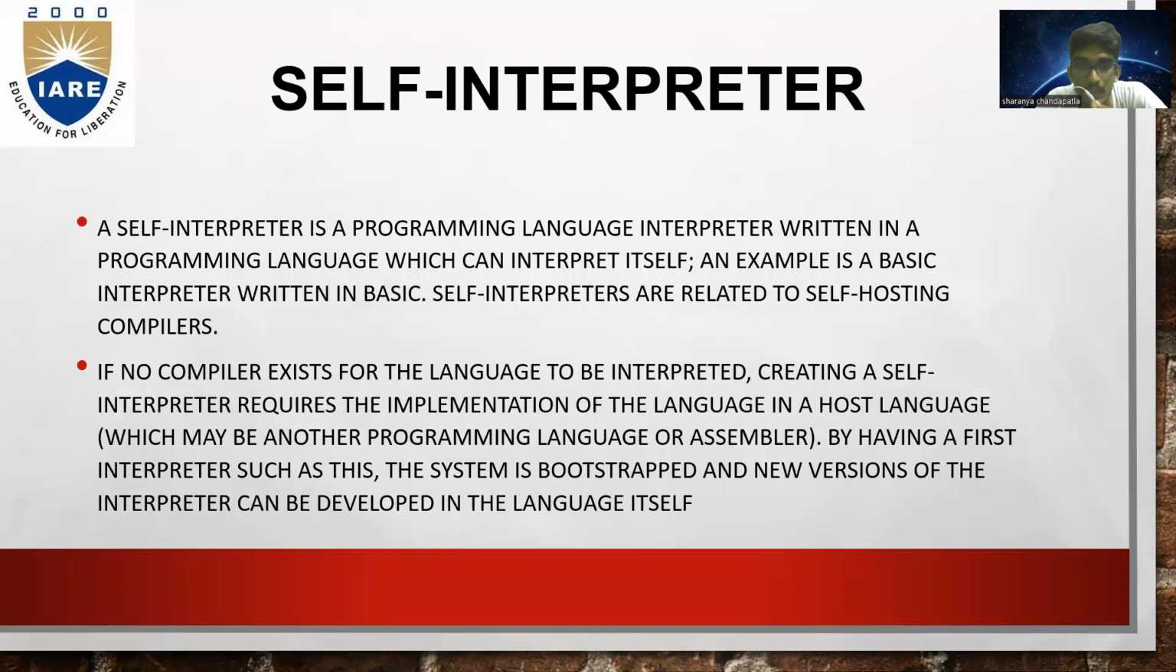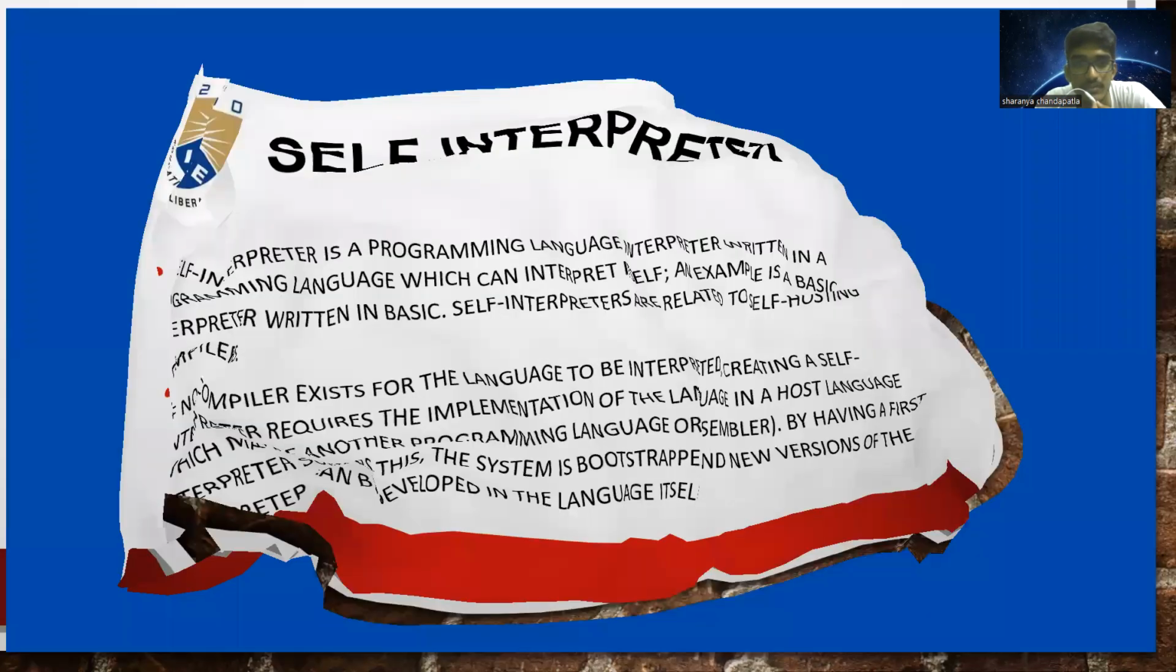A self-interpreter is a programming language interpreter written in a programming language which can interpret itself. An example is a BASIC interpreter written in BASIC. Self-interpreters are related to self-hosting compilers. If no compiler exists for the language to be interpreted, creating a self-interpreter requires the implementation of the language in a host language, which may be another programming language or assembler. By having a first interpreter such as this, the system is bootstrapped and new versions of the interpreter can be developed in the language itself.